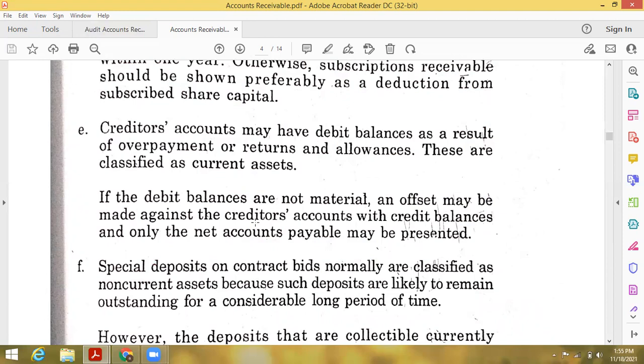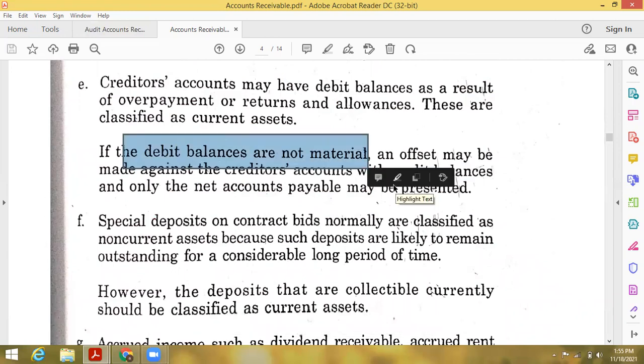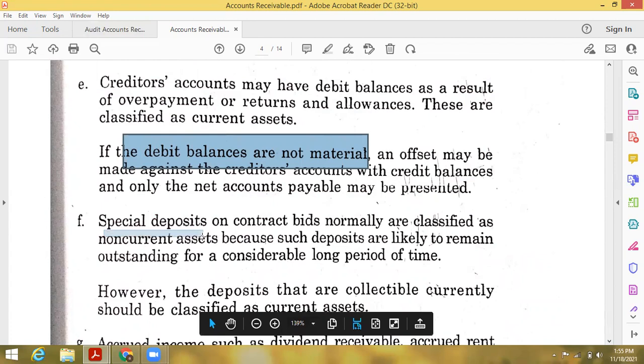If the amount is not material, it's not that big, say the difference is only 5 pesos, so why not offset. But if it's material, we cannot offset it. Special deposits on contract liens are normally classified as non-current asset.